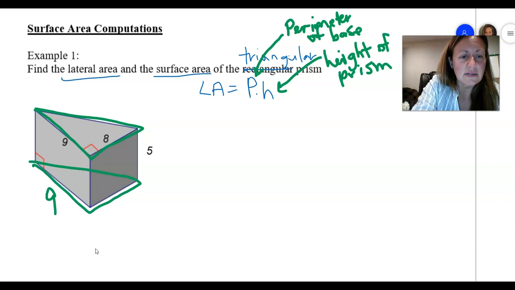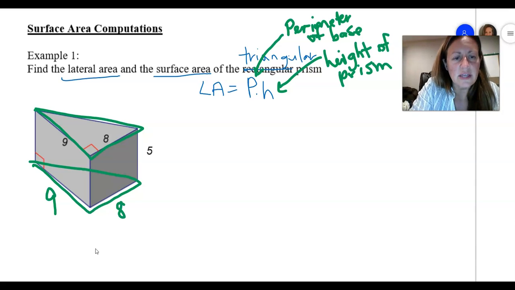So we have 9 on one side, 8 on another side, and the question is, what is that third side? Well, thankfully, this is a right triangle, as indicated by that little right angle marking. So in order to do this perimeter, we are going to have to use the Pythagorean theorem to find that hypotenuse, or third side.